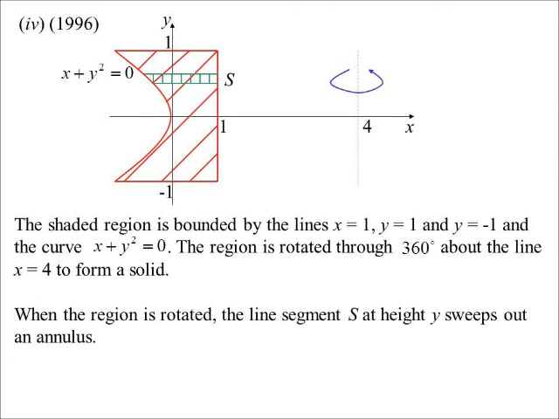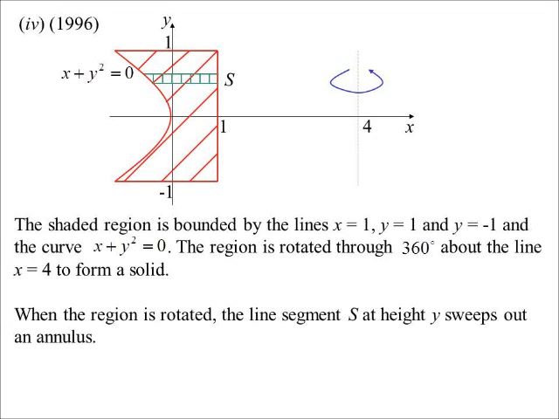Let's have a look at a nice four-letter question. 1996, and this was their question. Shaded region bounded by x equals 1, y equals 1, y equals negative 1, and the curve x plus y squared equals 0. Now, I don't know if they wrote it that way just to confuse people, but when you look at it, all it is is the sideways parabola, x equals minus y squared. They just wrote it all on one side. So there's x plus y squared equals 0. The region is rotated 360 degrees. We're not going around an axis though. We're going around the line x equals 4.